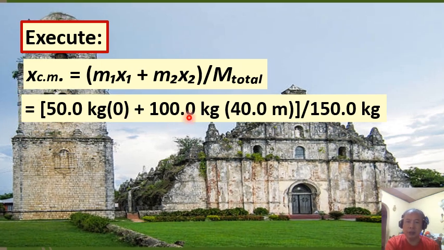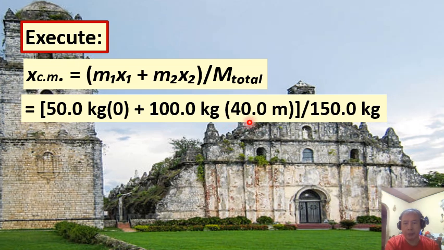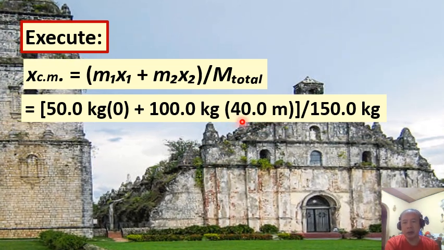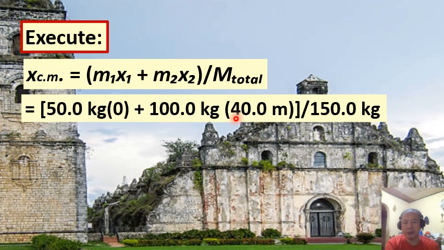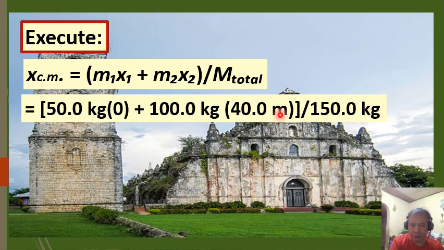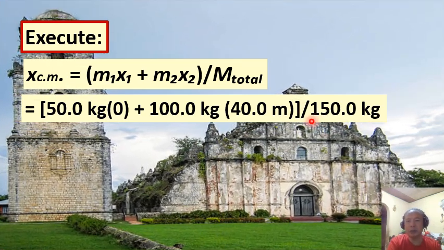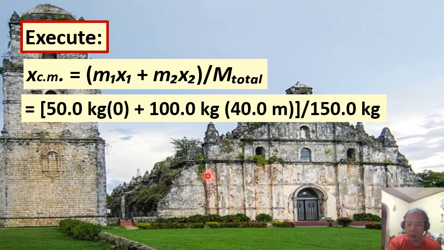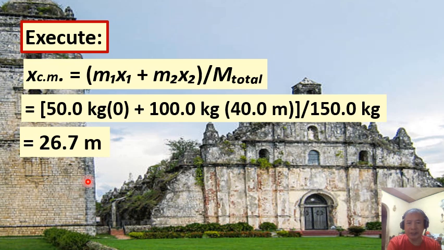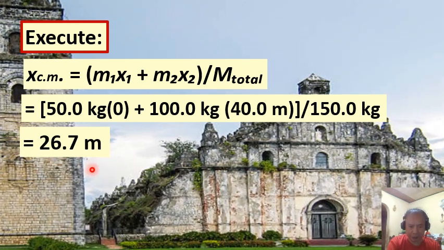And then plus 100.0 kilogram, that's the mass of sphere number 2, and it is located 40.0 meters to the right of the center of sphere number 1. And then that will be divided by the total mass of the two spheres, 150.0 kilogram. So doing our math, we find the center of mass of the system equal to 26.7 meters.